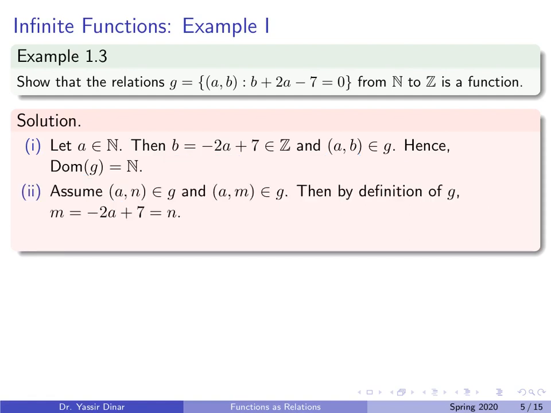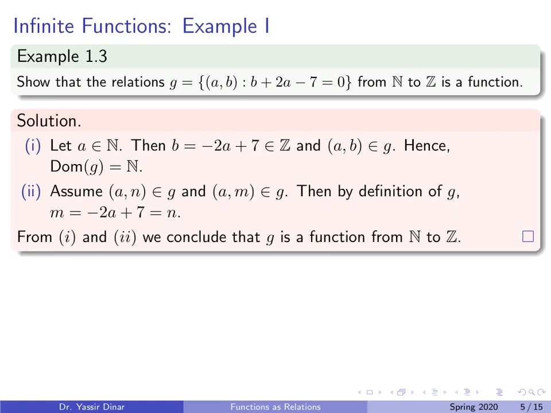For the second condition, we assume that the pairs (a, n) and (a, m) are in my relation G. Then by definition, (a, n) belongs to G. That means the second, which is n, plus 2a minus 7 is equal to 0, which gives that n is equal to minus 2a plus 7. And also we have m plus 2a minus 7 is equal to 0. That means m is equal to minus 2a plus 7. And hence we have m is equal to n. And this satisfies the second condition. So from 1 and 2, we conclude that the relation G defined by this formula is a function from the set of natural numbers to the set of integers.